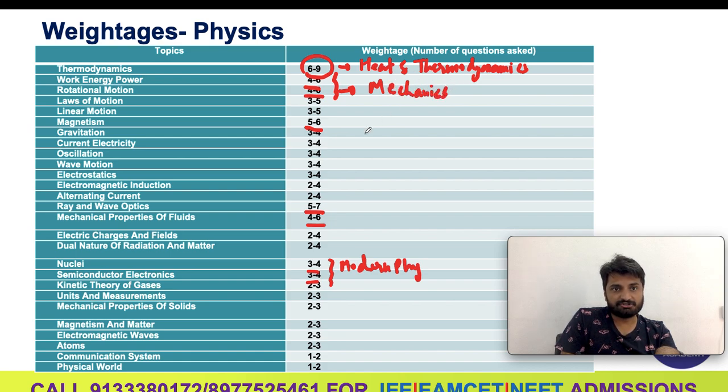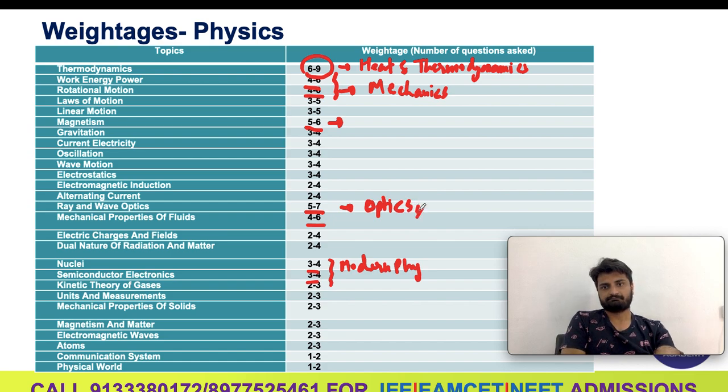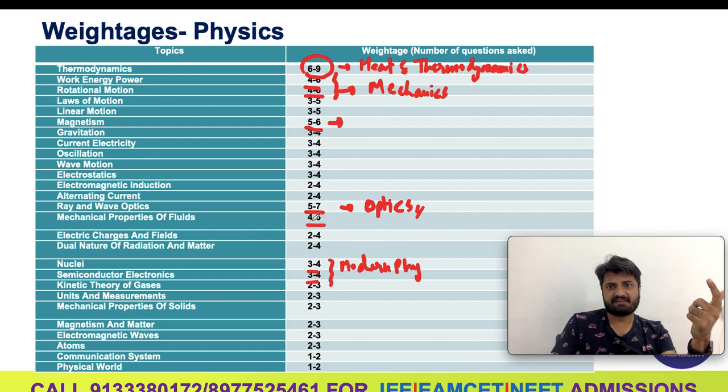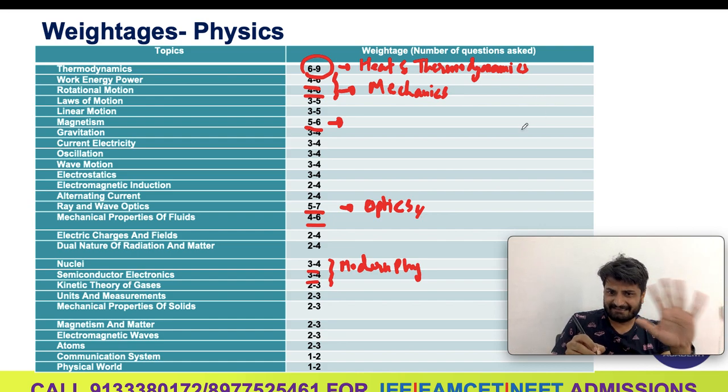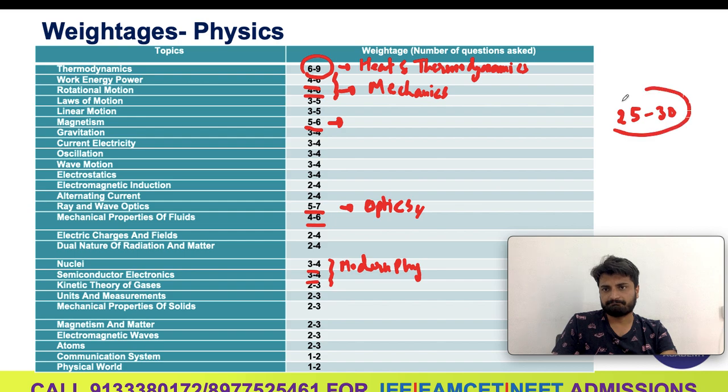So first your focus should be on these, and magnetism is one more, which comes under the electricity and magnetism part. Ray optics, wave optics, the optics part is also super important. If you sum these chapters up, around 30 marks are solely from them. So if you do these chapters, 25 to 30 marks will be in your pocket.